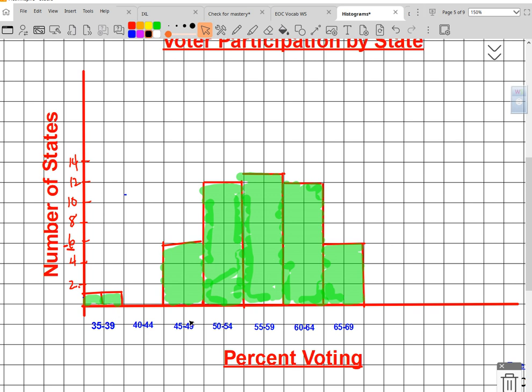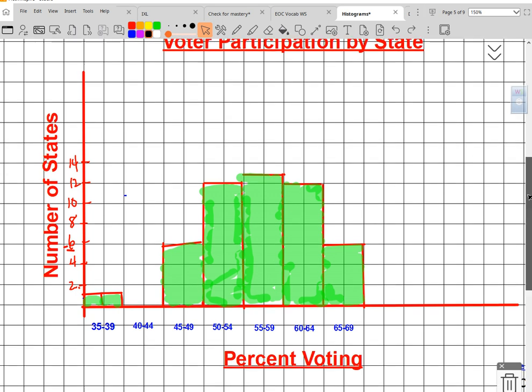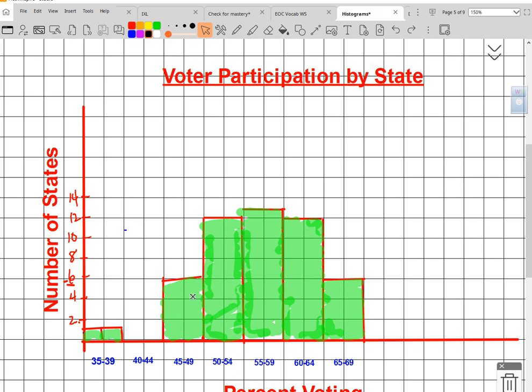So when you do that, we always want to have even intervals, the same number of values in each interval, right? So if I had not created this and I did not see the frequency table, I could say, oh, voter participation by state, this is the number of states. I can see that there was one state, because this goes up between 0 and 2 halfway, that's one state that had a voter percentage of between 35 and 39%. No state had a voter percentage of between 40 and 44%. And you can do that with all of them.